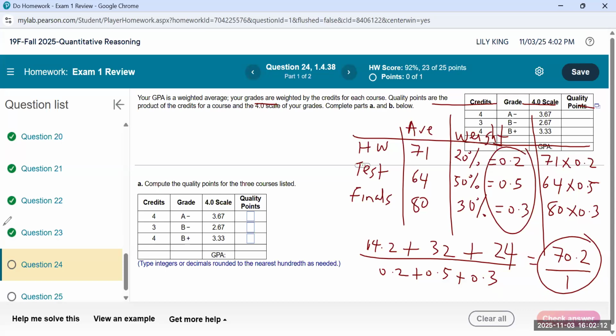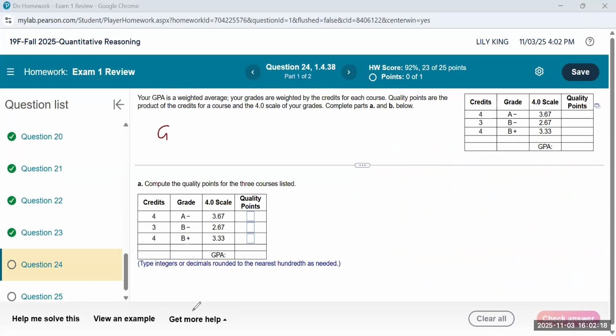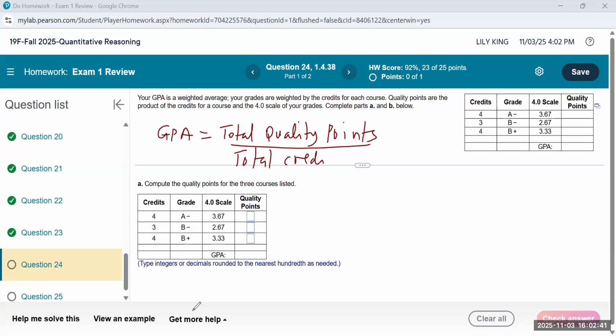All right, the next one is GPA. To calculate GPA, we need to find the total quality points, and then you divide by the total credit hours. The table we have will help us get the quality points for each of the courses. Then you add up all the values to get a total quality point, and then you divide by the total credit hours. So we have 4 times 3.67. You multiply each of the credits by the grade scale.